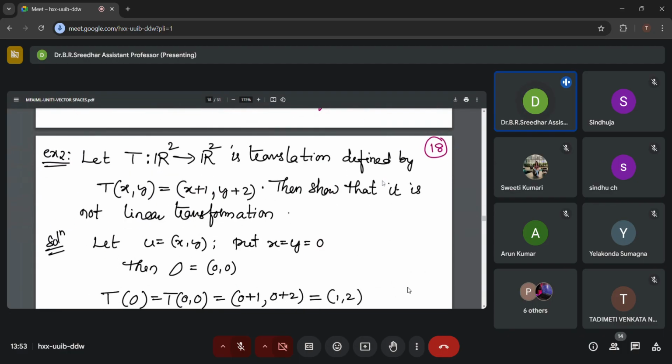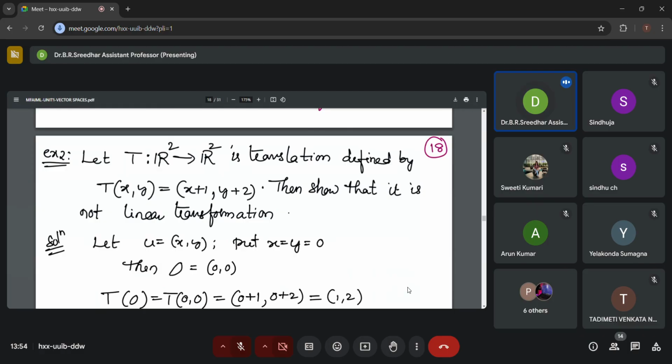Question number 2, you see. Now, let T be a mapping from R square to R square. That means the domain contains two vectors, x, y, and the codomain contains two vectors only. Their images also contain two only. So R square to R square, translation, defined by T of x comma y is equal to x plus 1, y plus 2. Show that it is not a linear transformation.